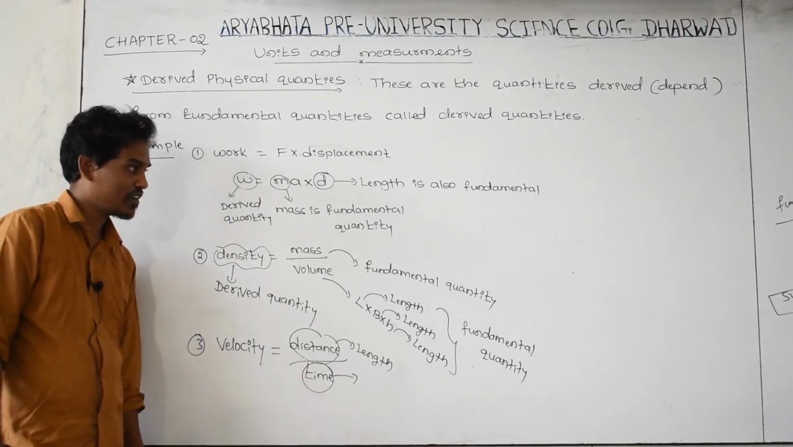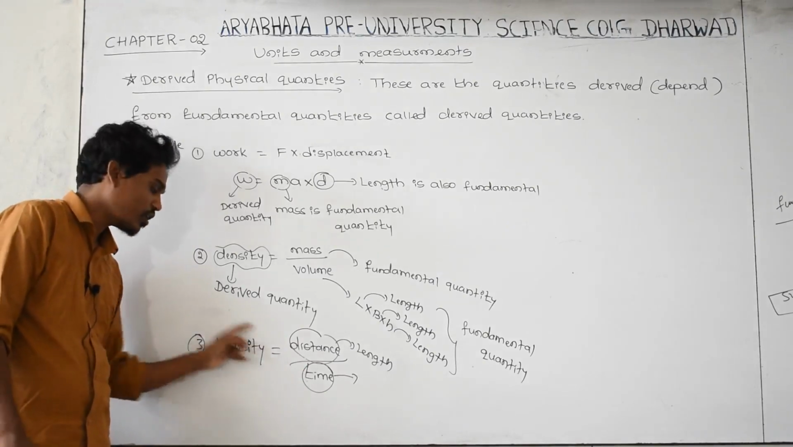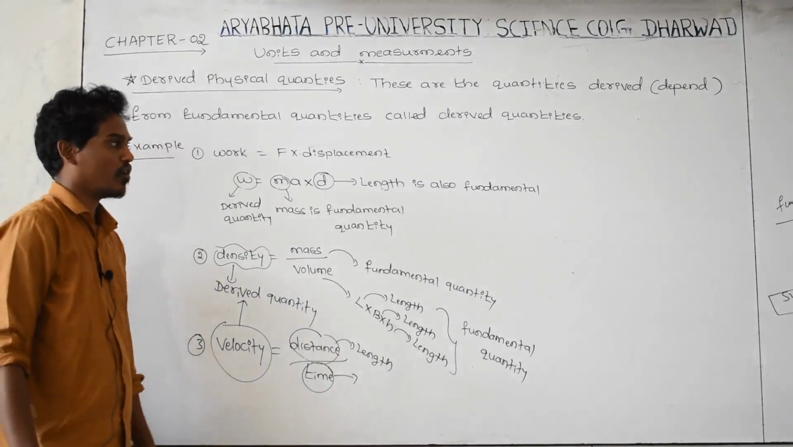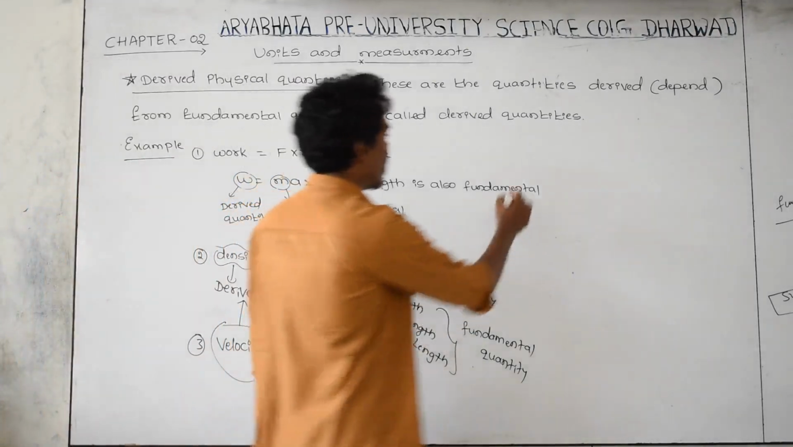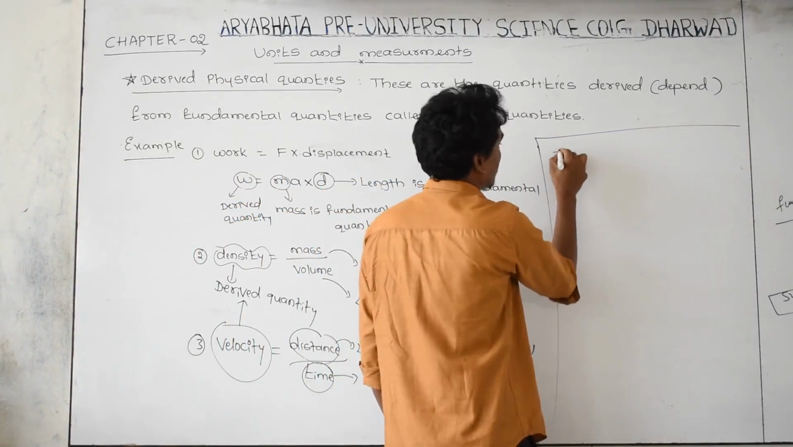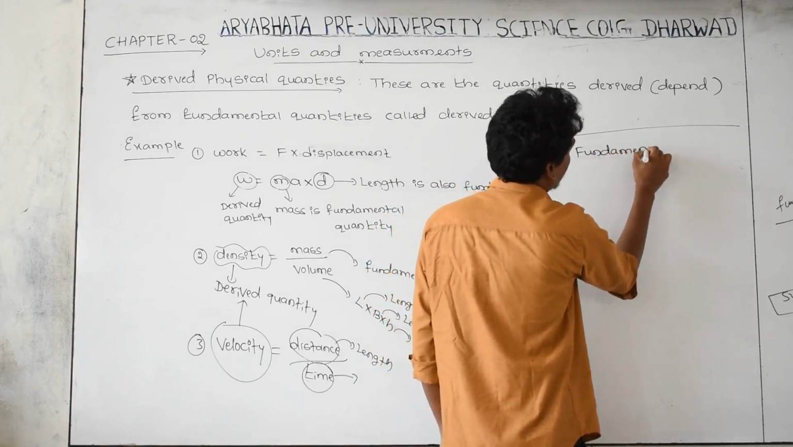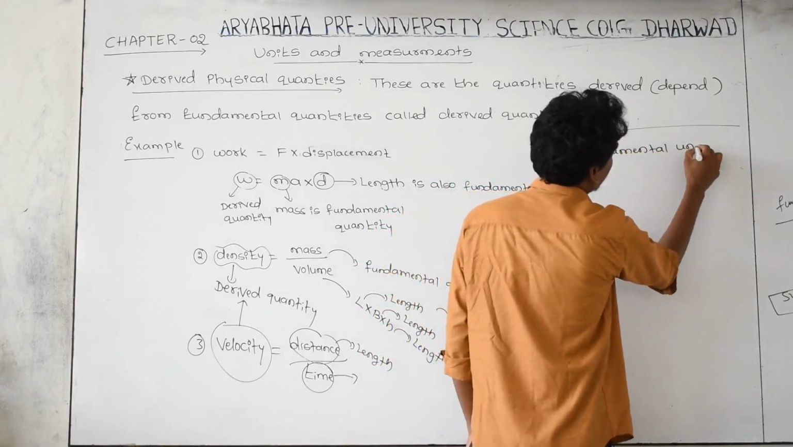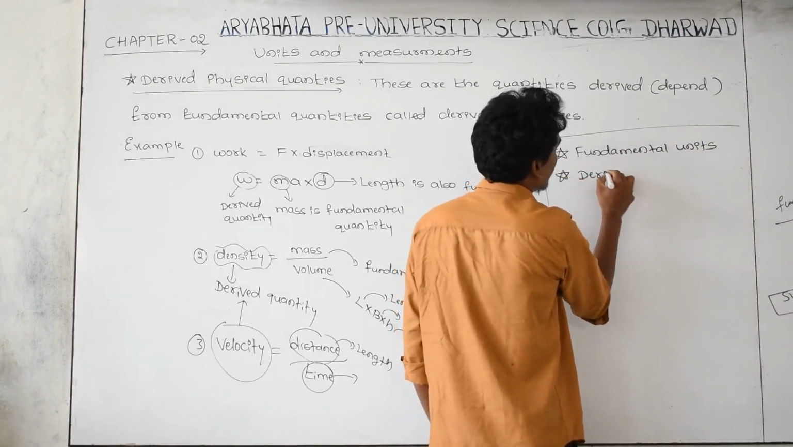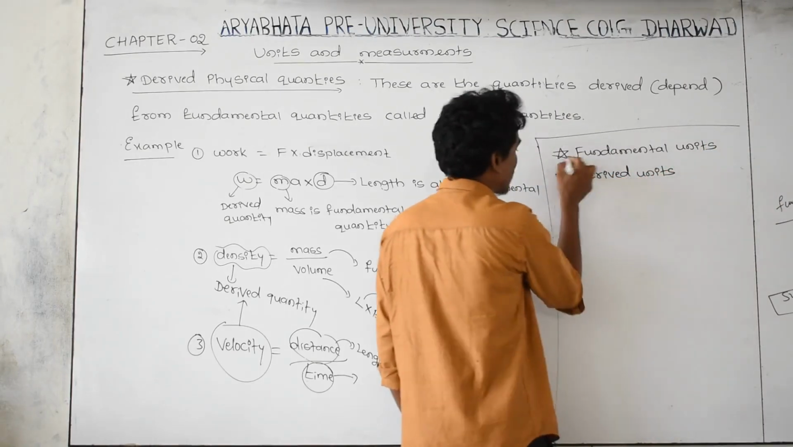With the help of fundamental quantities, we express one physical quantity, called velocity. Therefore, it is a derived quantity. Next we will study fundamental units and derived units. What are fundamental units?